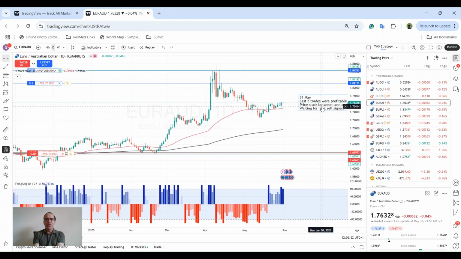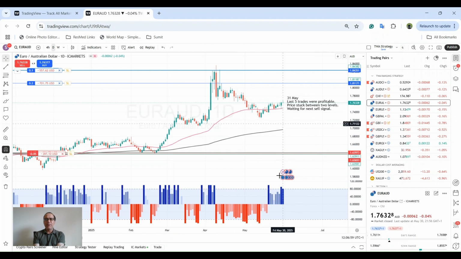The Euro Aussie dollar, the last 5 trades have been very profitable. You can read them off my notes there, right from February. So overall, quite a profitable pair so far. We do have the price stuck between these 2 levels, which is good as it's range bound. It's not running away. So we are really waiting for the next sell signal to come in as we already made money on the buy. And we will see how it goes from there.